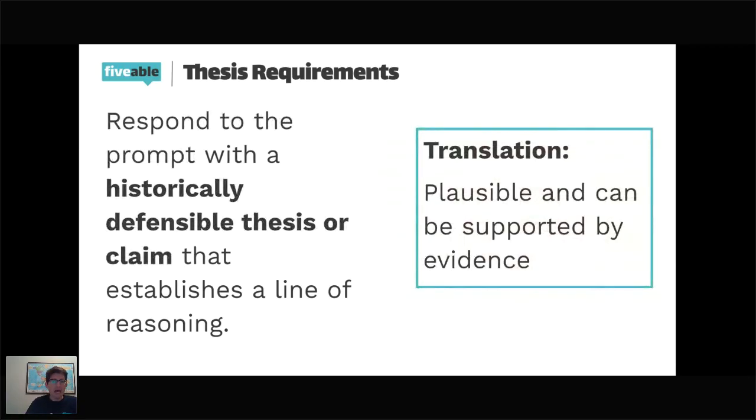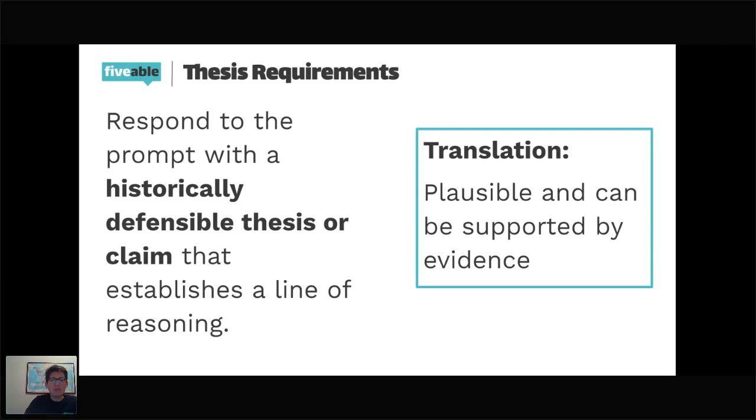The translation of that is just that it is plausible, and it can be supported by evidence. So are you claiming aliens built the pyramids? That is not historically defensible. I'm sorry, History Channel. But the claim that you're putting forth is plausible based on the evidence in front of you. So you could be making, especially with a DBQ, a claim that is unrelated to the documents. Well, that wouldn't necessarily be within the realm of the question here.